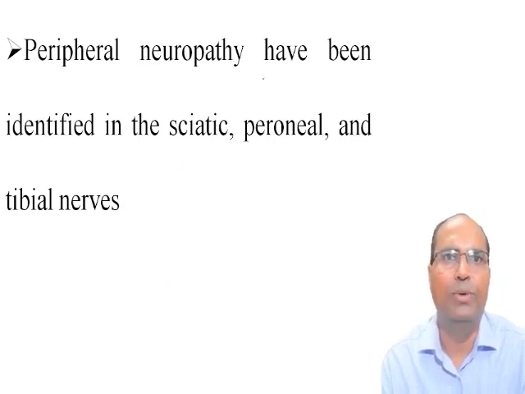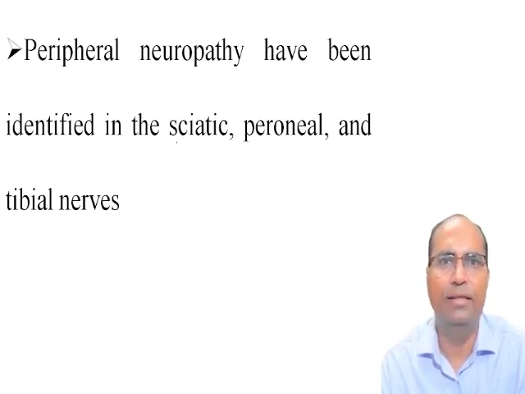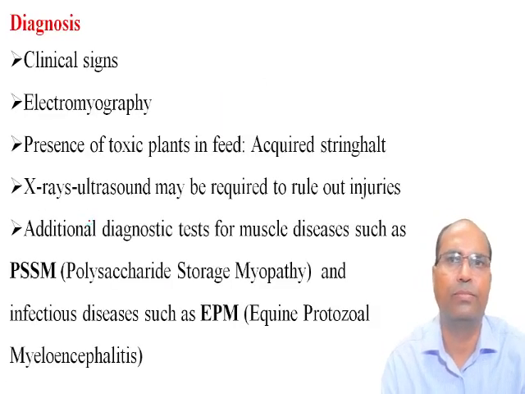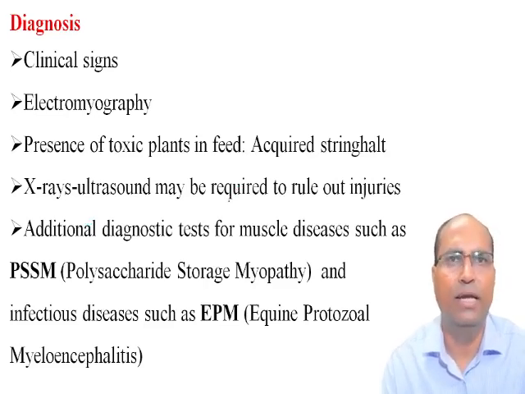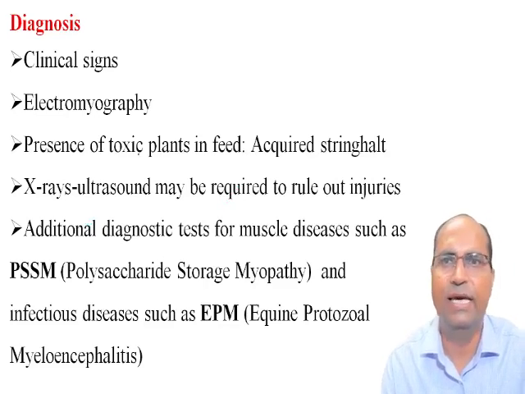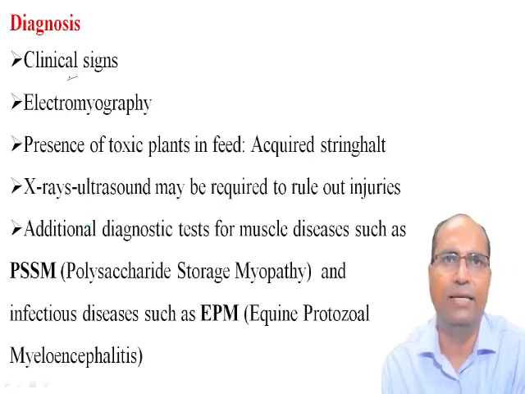The peripheral neuropathy has been identified in the sciatic, peroneal, and tibial nerves. Now we discuss the diagnosis. Diagnosis of Stringhalt is based on the history and clinical signs.